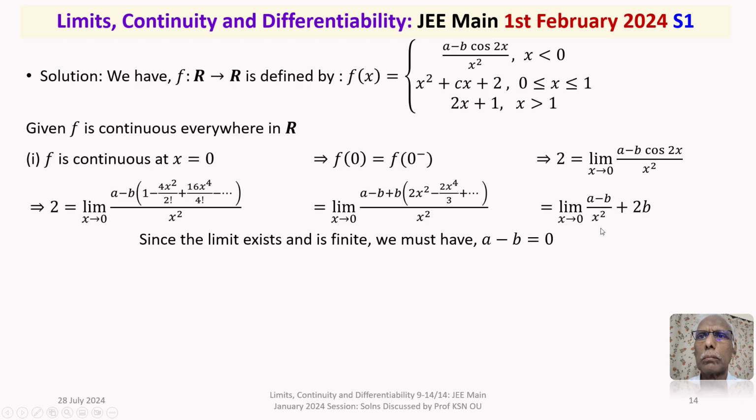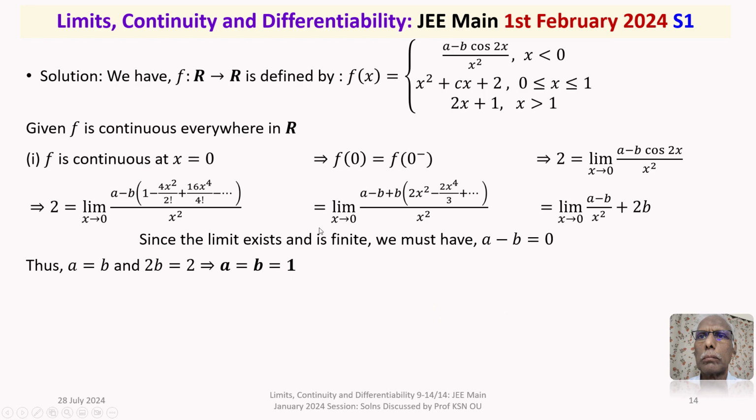So a minus b is 0, and you will get 2b is equal to 2. Thus, a minus b is 0 means a is equal to b, and from the above 2b is equal to 2. So 2b is equal to 2 means b is equal to 1, and a is equal to b is equal to 1. So those are the values of a and b.